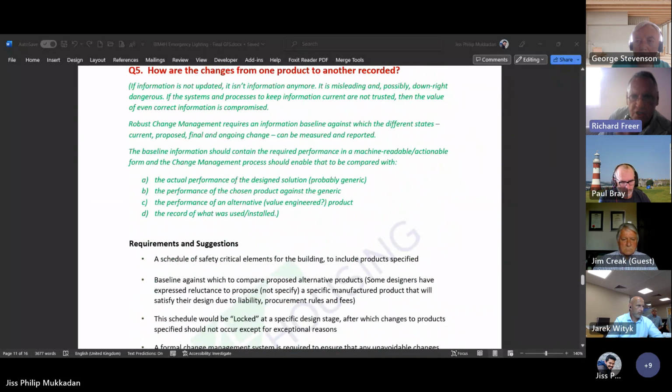Right, so change management. How are the changes from one product to another recorded? Or how should they be recorded? So part of the purpose of this is to accommodate the new drive to deal with the gateways on new build, but also where we've got, for example, a lot of lighting replacement, for all sorts of reasons. I don't know whether LED is relevant to emergency lighting. Is the change out of lighting for LED relevant to emergency lighting also?